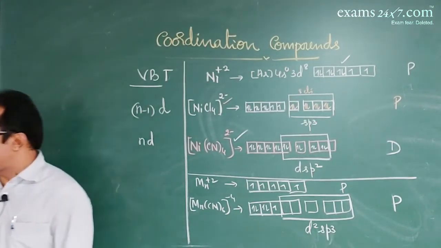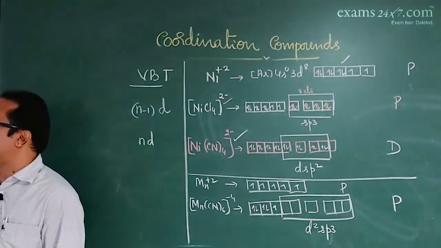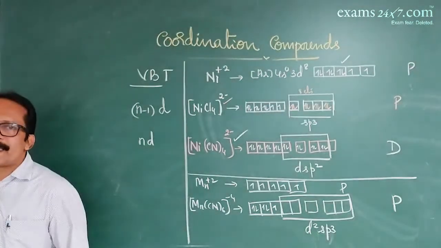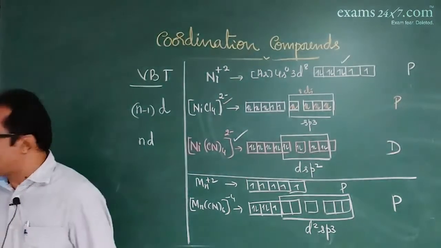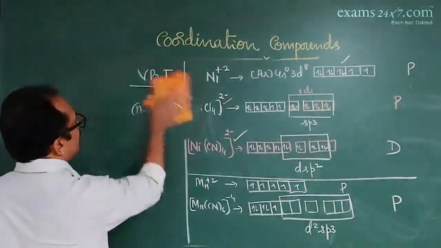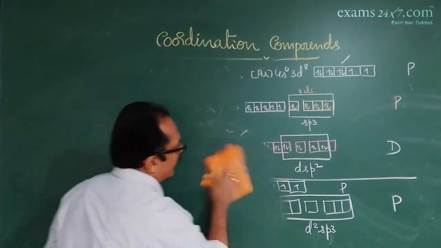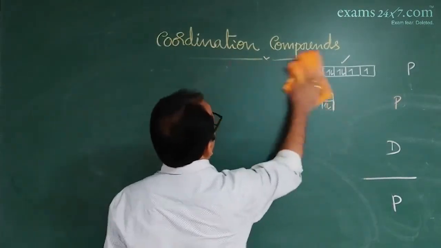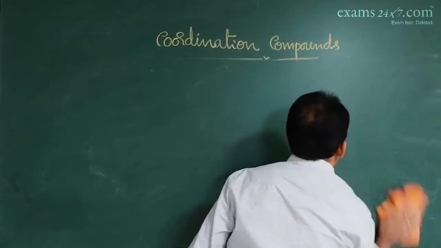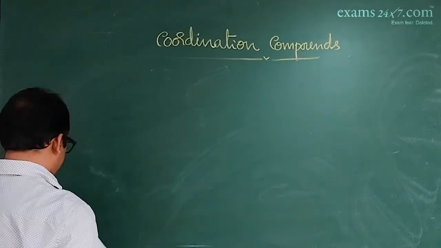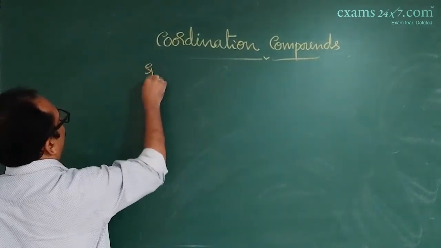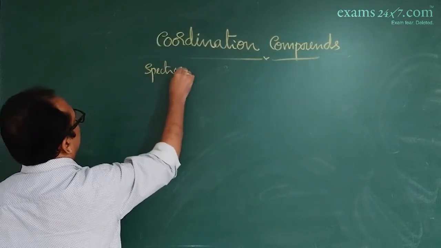Now, the next part is about the spectrochemical series. It is a series which indicates the strength of the ligand. That series is called the spectrochemical series, with weak field ligands and strong field ligands. CO, carbon monoxide, is the strongest ligand.